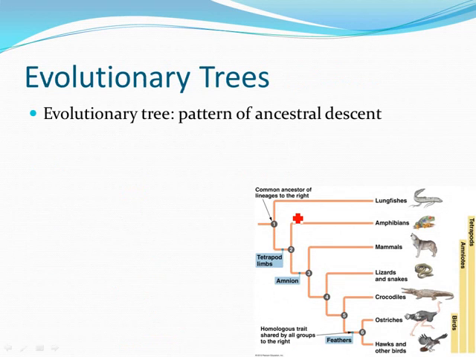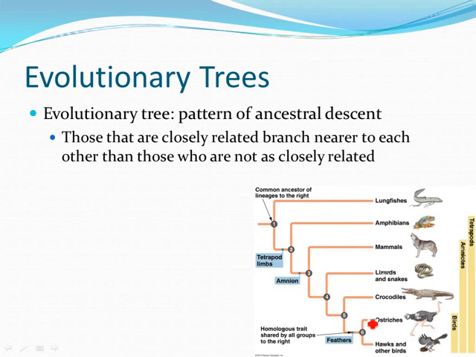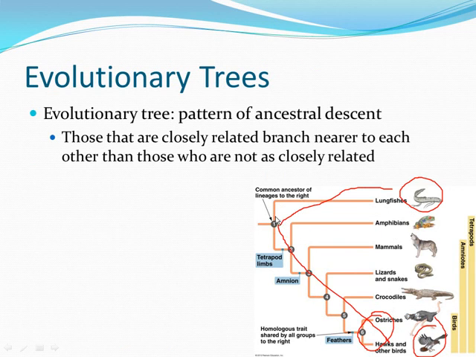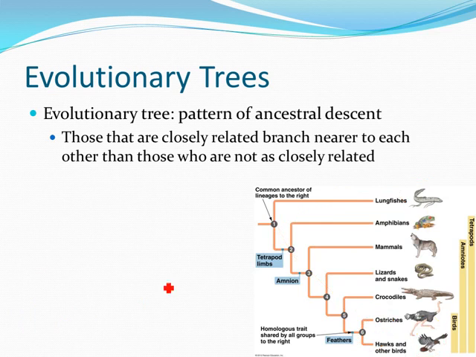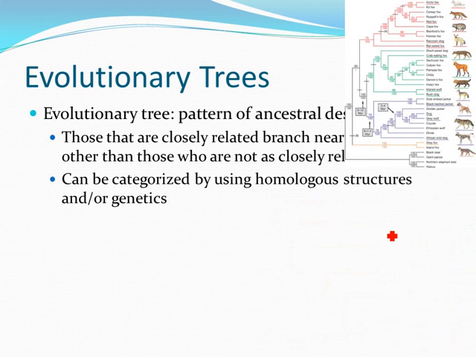An evolutionary tree is this pattern that we see with the descent of an ancestor. Those that are more closely related tend to have a more recent common ancestor than those that are not so closely related, as compared to here. They do have a common ancestor, but it's a more ancient ancestor, as shown over here. They're not as closely related. You can categorize these by using homologous structures and or genetics.